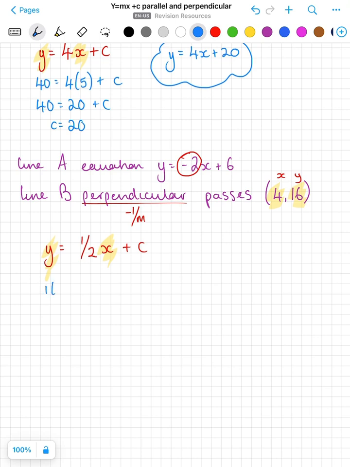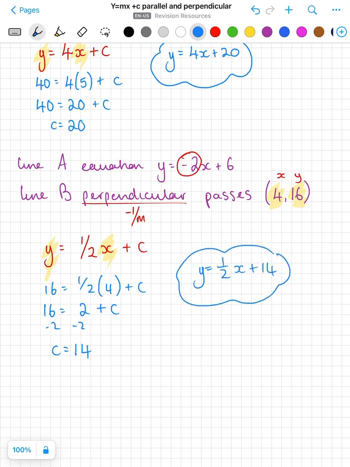When y is 16, x is 4. So 16 equals a half times 4, which is 2, plus c. Take the 2 from both sides, c equals 14. So y equals a half x plus 14. That's our equation of our perpendicular line B.